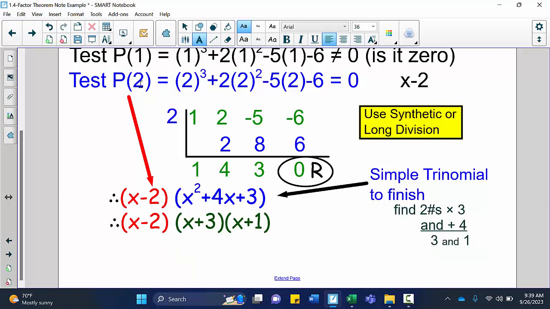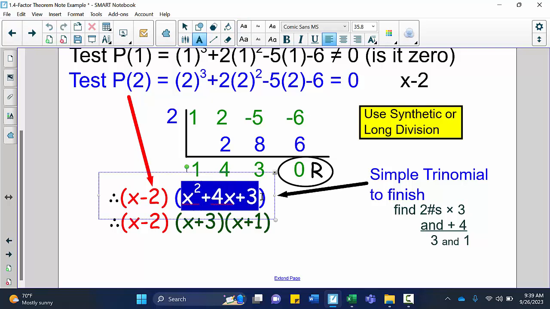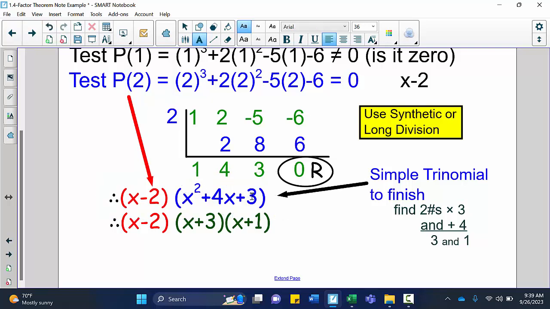And so the P2 tells me that x minus 2 is one factor. The answer to my division is the second factor, 1x squared, 4x, 3. I could use my factor theorem again at this point, but because I ended up with an easy quadratic, something that I can easily factor using methods from grade 10, grade 11, I'm just going to go ahead and finish it up that way. Looking for two numbers that multiply to the 3 on the end, add to the 4 in the middle, 3 plus 1, positive 3, positive 1 are my answers.